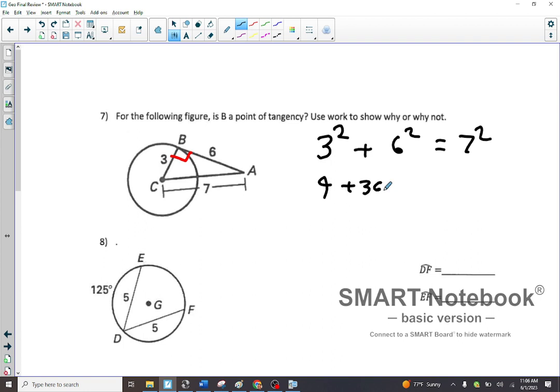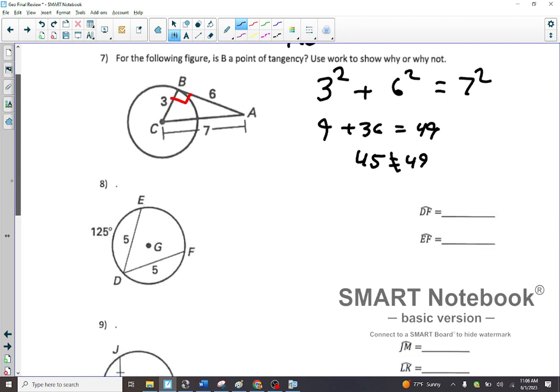9 plus 36 equals 49. Uh-oh. 9 plus 36 is not 49 for sure. It's 45. 49 and 45 are not the same number. So if the question was, is this a point of tangency, this is the work to show it. No, it's not a point of tangency, okay?